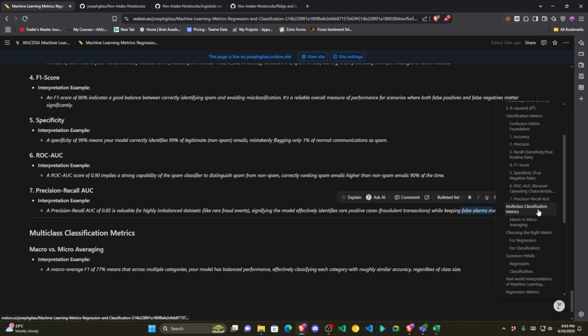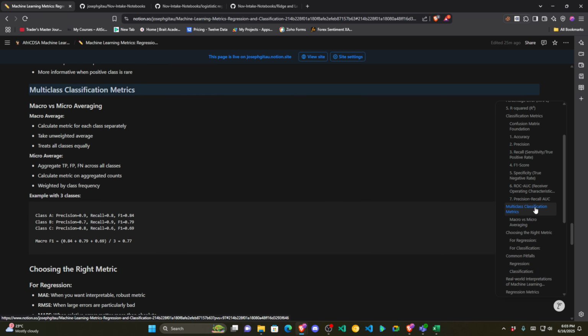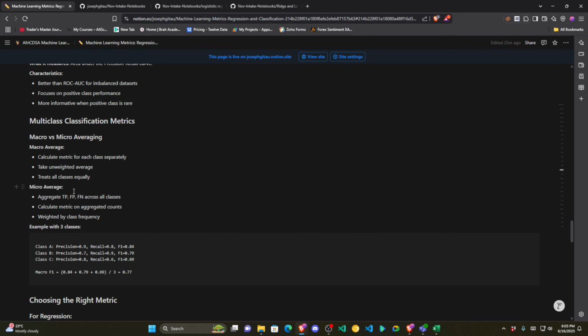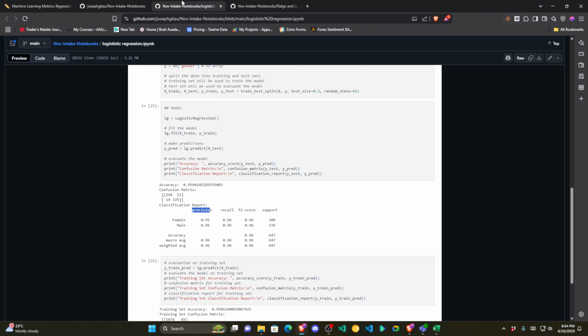So the last thing we're going to look at is multi-class classification metrics. What we've looked at is applicable for multi-class as well. But for multi-class, you can focus on even more. And we can start with macro versus micro averaging. Macro averaging here is where you calculate the metric for each class separately.